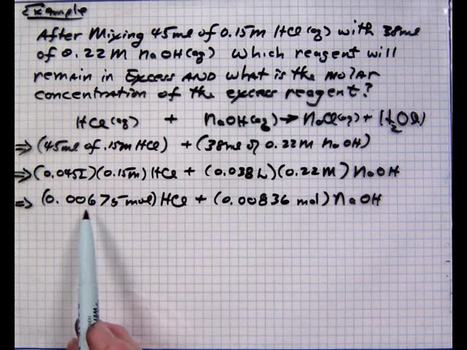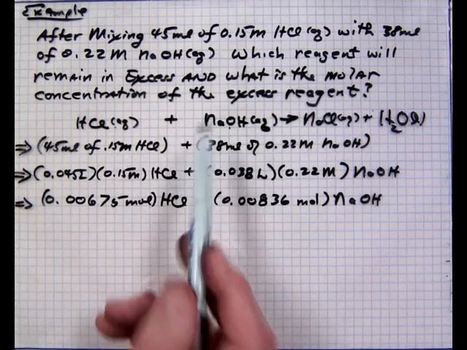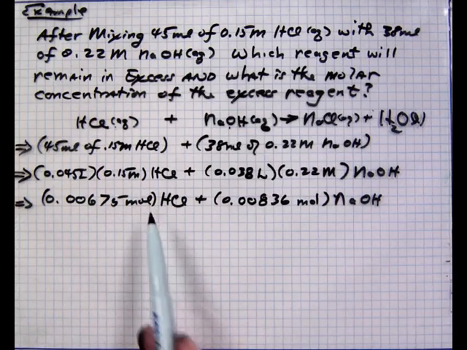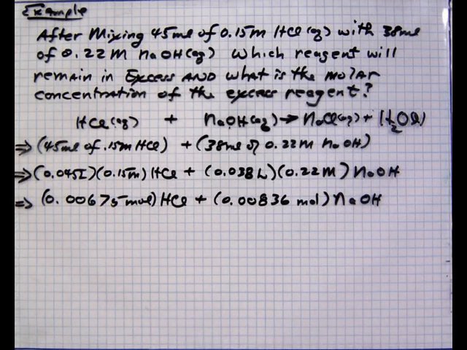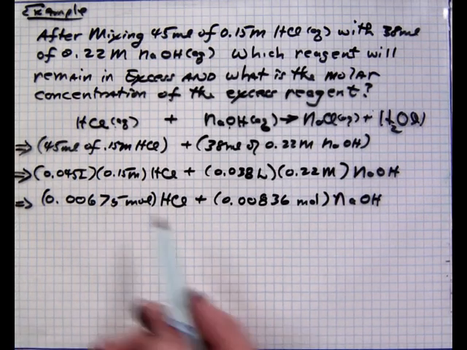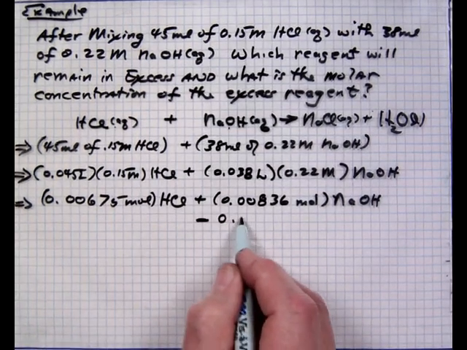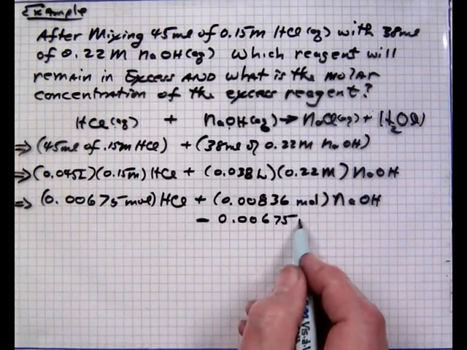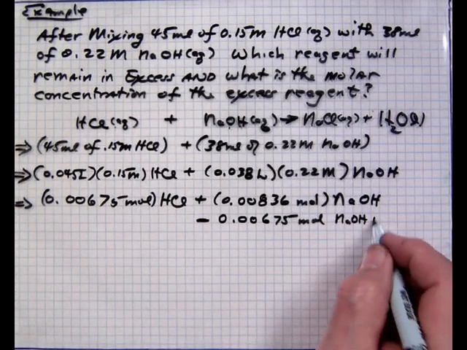So if equal amounts have to react, because that's what the equation says, 1 mole of this, 1 mole of that, 0.00675 will use only 0.00675 mole of sodium hydroxide. So to find out what is left over quantitatively, I need to subtract 0.00675 from 0.0836. So I'm going to come down here and minus 0.00675 mole, and then out here I'm going to specify NaOH neutralized.